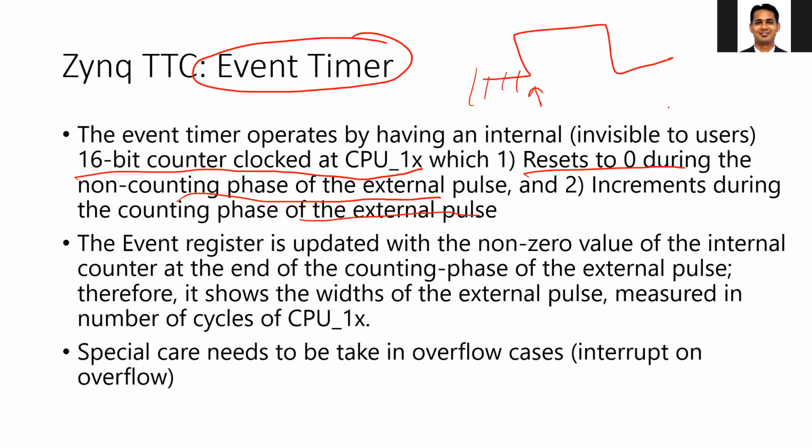counting phase. So whenever you reach the end of the counting phase, the counter value is copied inside that event register, which we can read, and then we can use that to find out the clock period of the corresponding pulse. So this value of the counter is copied into the event register after the end of the counting phase of the external pulse. Therefore, it shows the width of the external pulse measured in the number of cycles of this particular clock frequency. But we need to make sure that we take a special case when the overflow happens.